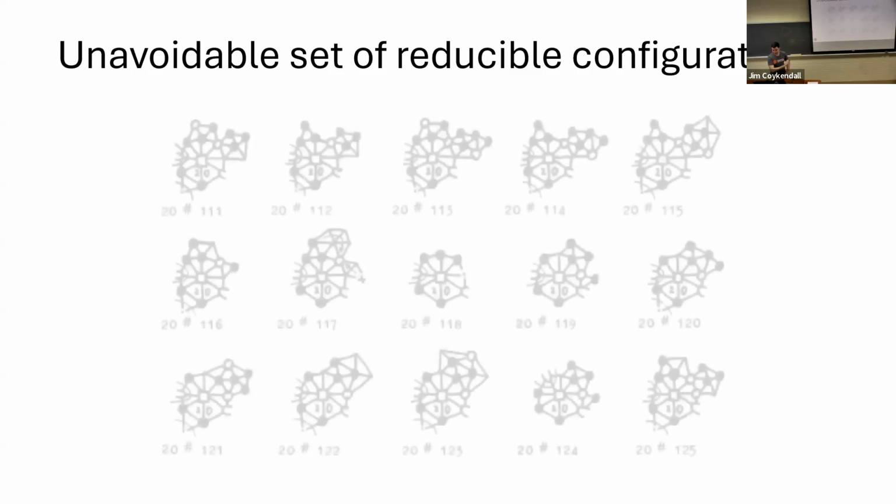Okay, I rushed a little bit. This is the idea behind the proof. If you can find an unavoidable set of reducible configurations, there can be no counterexamples. And they found one.